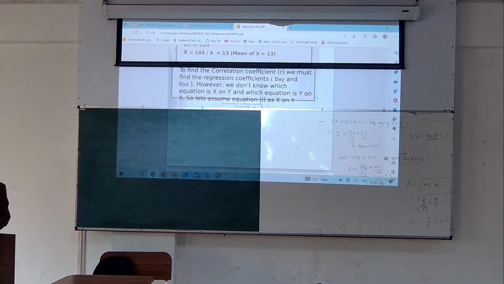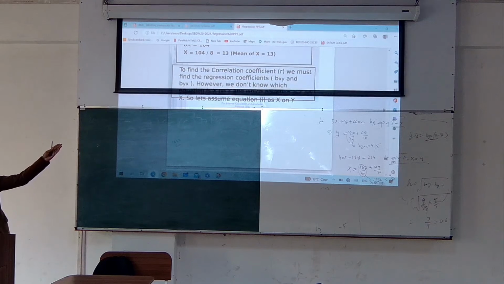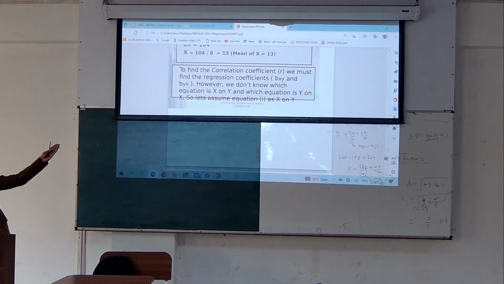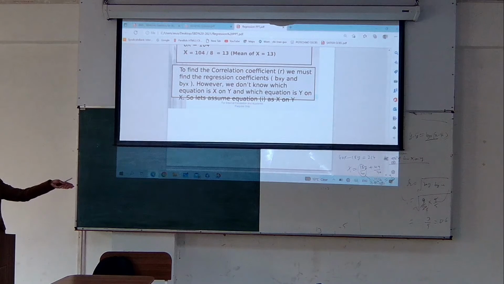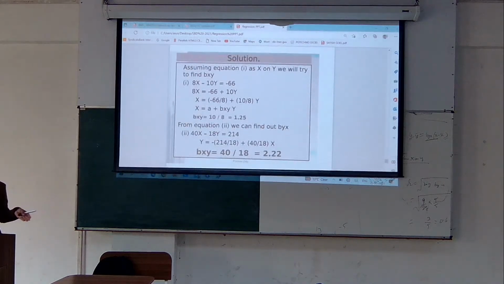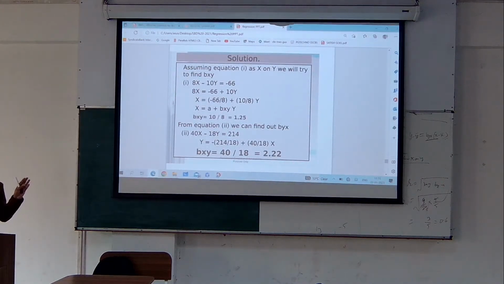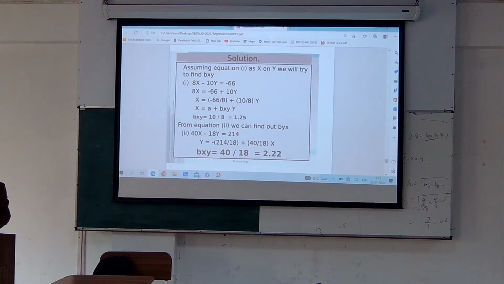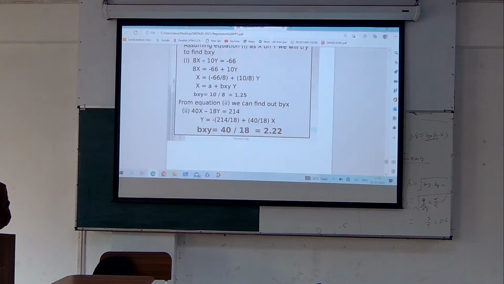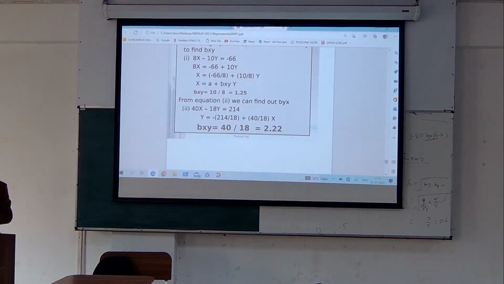So first I assume a wrong assumption. You can see first I take equation 1 as x on y. Assuming equation 1 as x on y, we find bxy, which comes to 1.2125, and from the second equation byx comes to 2.22. So this is wrong. If you multiply both, r would be more than 1, which is not possible.